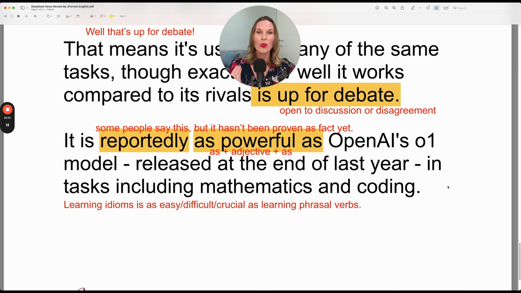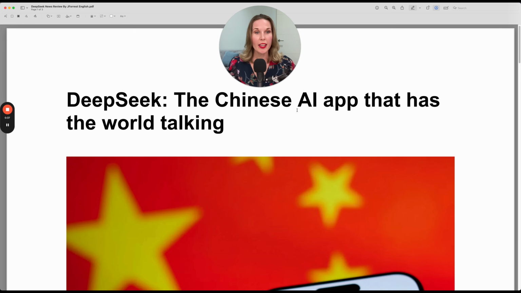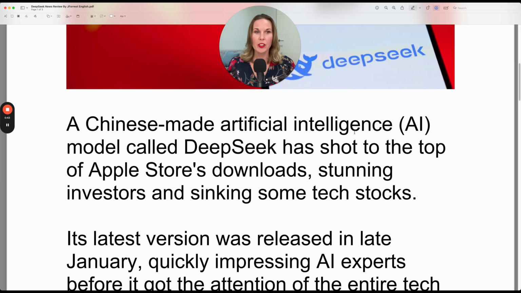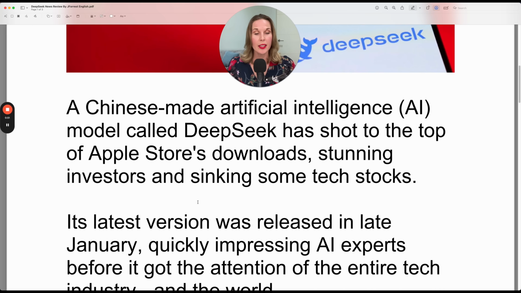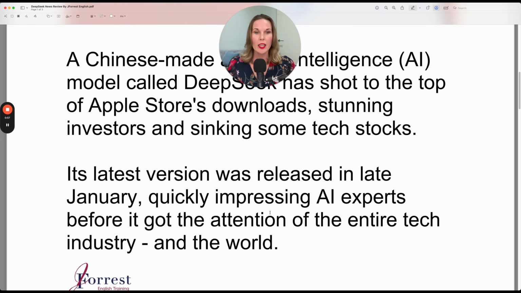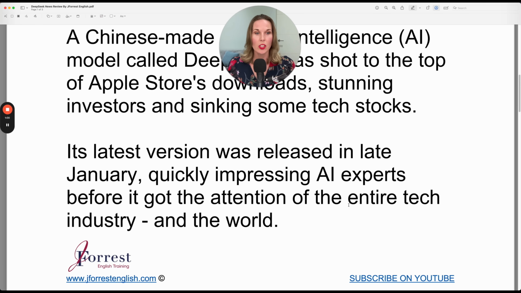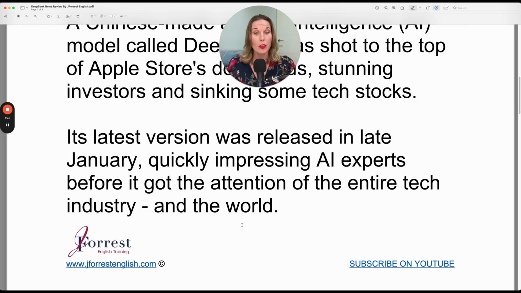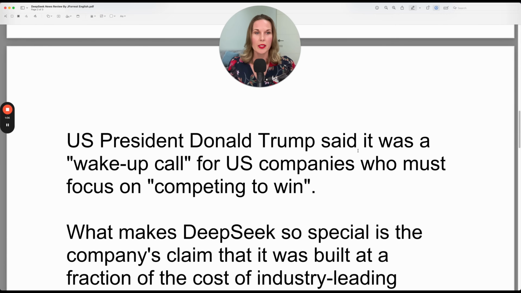So what I'll do now is I'll read the article from start to finish, and this time you can focus on my pronunciation. DeepSeek, the Chinese AI app that has the world talking. A Chinese-made artificial intelligence, AI, model called DeepSeek has shot to the top of Apple Store's downloads, stunning investors and sinking some tech stocks. Its latest version was released in late January, quickly impressing AI experts before it got the attention of the entire tech industry and the world. U.S. President Donald Trump said it was a wake-up call for U.S. companies who must focus on competing to win.